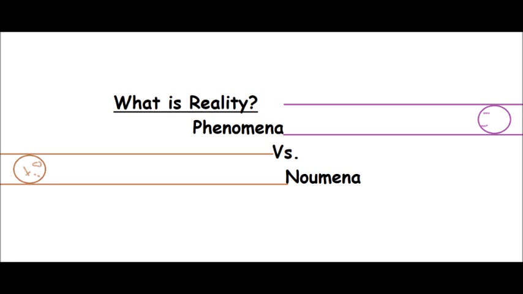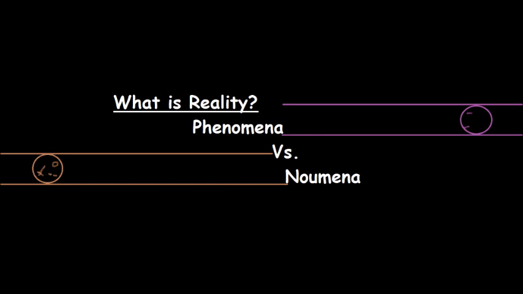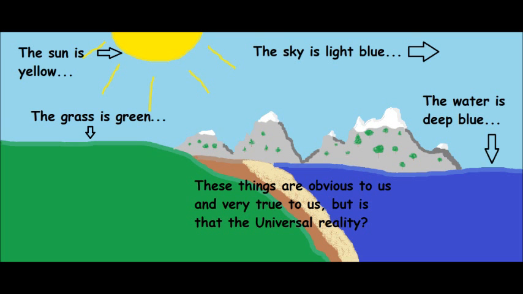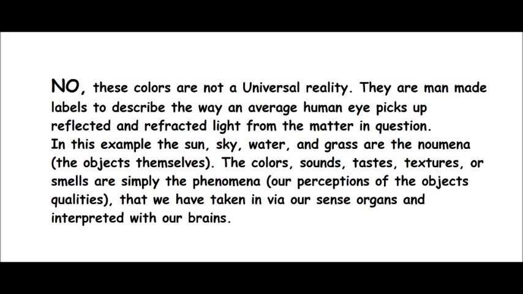What is reality? Phenomena versus noumena. The sun is yellow, the grass is green, the sky is light blue, the water is deep blue. These things are obvious to us and very true to us. But is that the universal reality? No. These colors are not a universal reality.